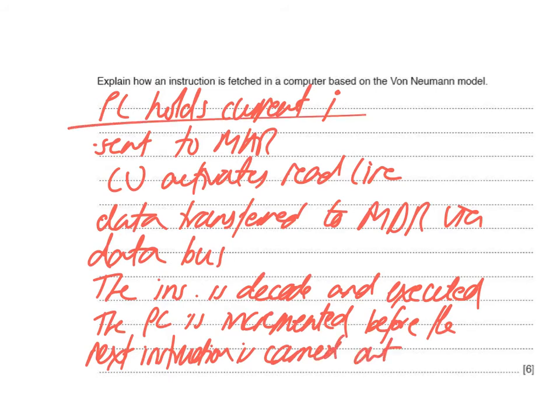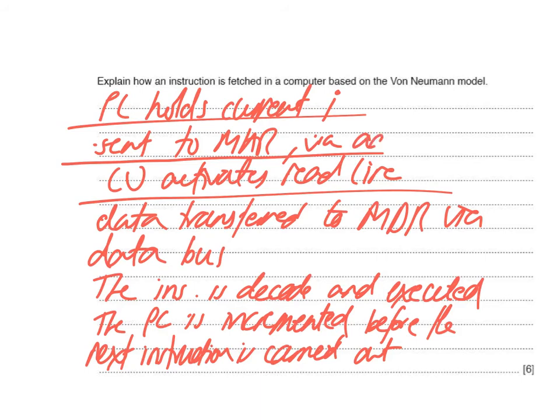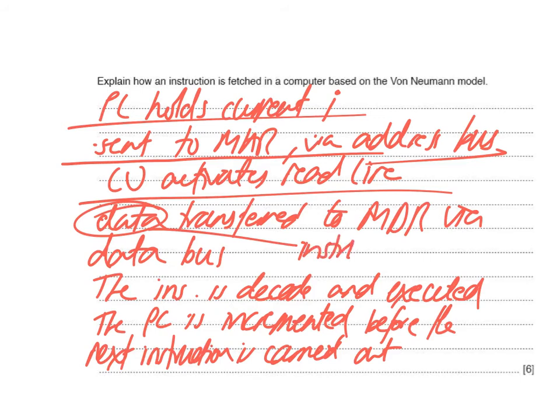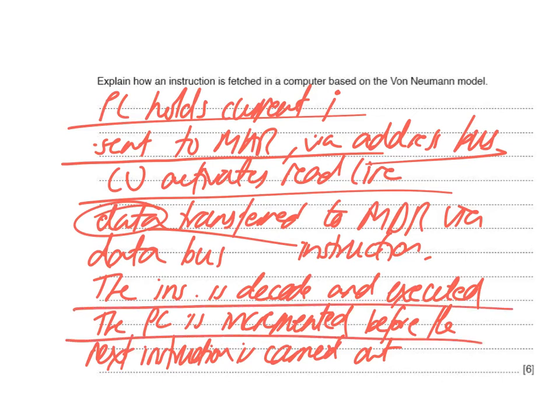PC holds current instruction. The address from that program counter is sent to the MAR. The control unit activates the read line sent to the MAR via the address bus. We should probably put in here, be specific. Even though it might seem obvious, let's get it in there. Activate the read line. The instruction, maybe we should actually not say the data, so let's just say the instruction that's being fetched, or data, and data is sent via the data bus. The instruction is decoded and executed, the program counter is incremented.